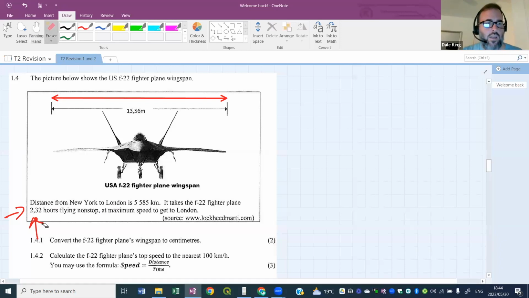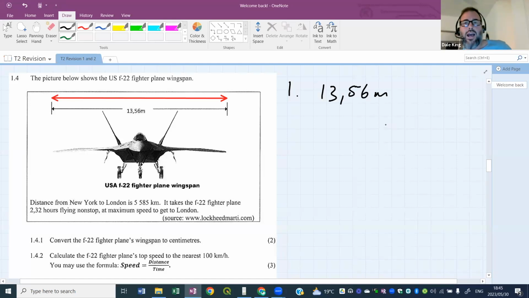The questions say, for 1.4.1, convert the fighter plane's wingspan into centimeters. All right, everyone should be able to do this one. Convert the wingspan, which is 13,56 meters, into centimeters. You should ask yourself, how many centimeters in a meter? Everyone should be able to answer that one. 1 meter has 100 centimeters. So if I've got 13,56 meters, I need to multiply that by 100.